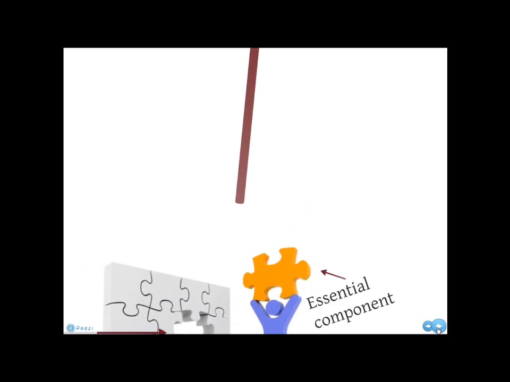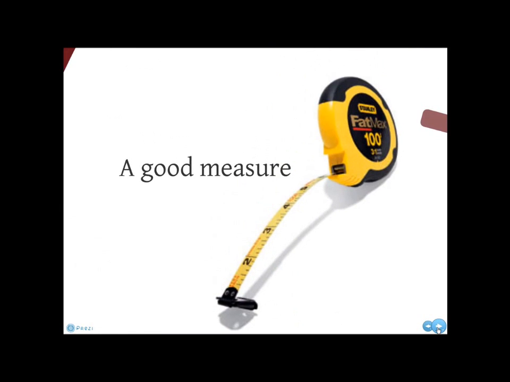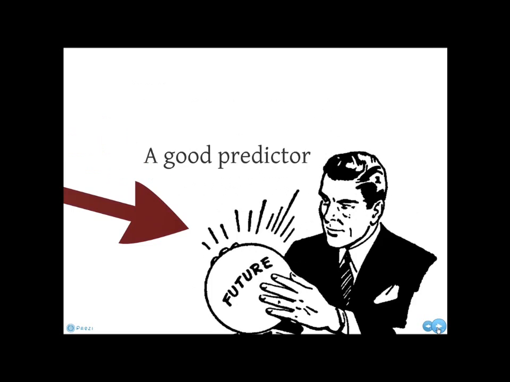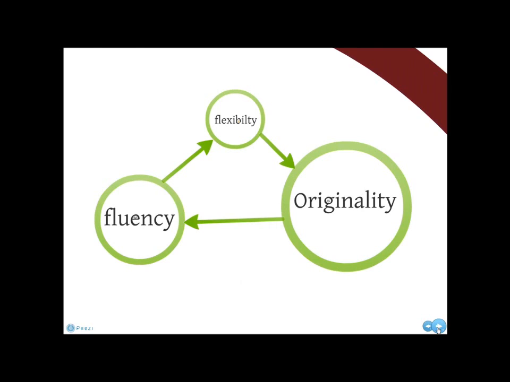Historically, divergent thinking has been used as a good measure for creative ability. Divergent thinking has also been used as a good predictor of creative potential. Divergent thinking centers around three ideational concepts: fluency, flexibility, and originality.